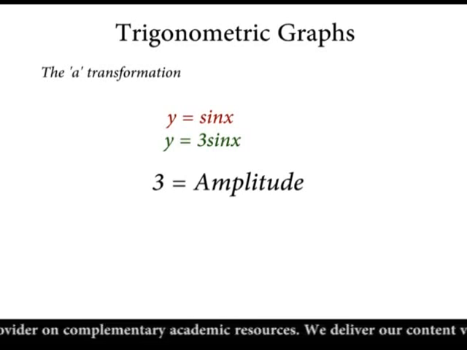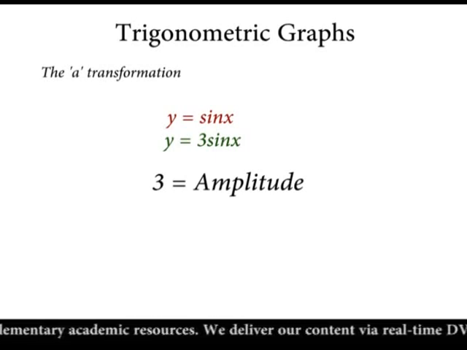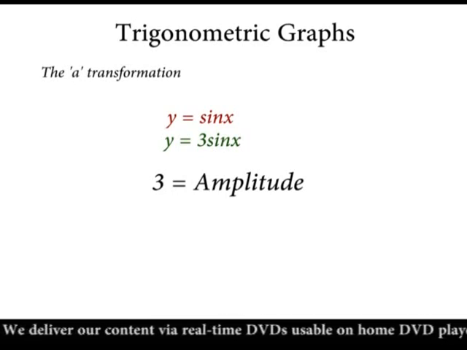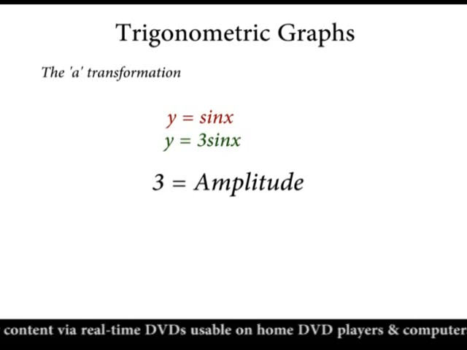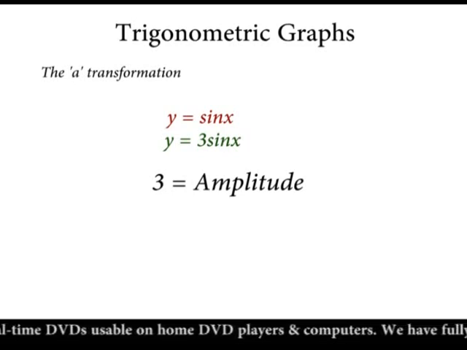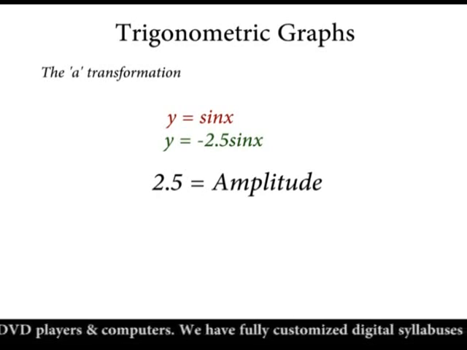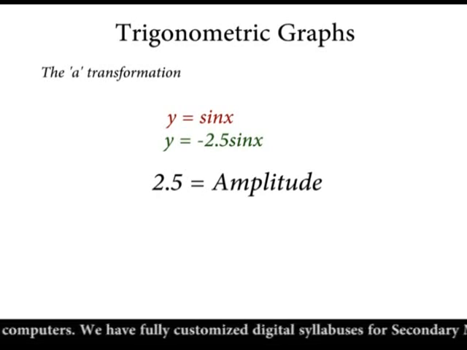Hope you can see that. Notice that when multiplying by a negative function, the amplitude will be given as an absolute value. It has no sign. And so for the function y is equal to negative 2.5 sine x, the amplitude is 2.5 and not negative 2.5.